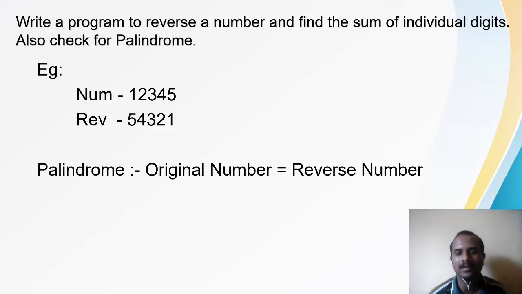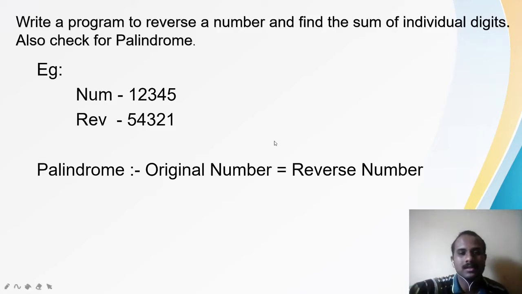And afterwards you have to check whether it is palindrome or not. What do you mean by palindrome? If the original number is equal to the reverse number, then it is called a palindrome. In the given example, the number and its reverse are not equal, so it is not a palindrome. But let me consider the example 1 2 1. Then the reverse is also 1 2 1 only. Then it is considered a palindrome.